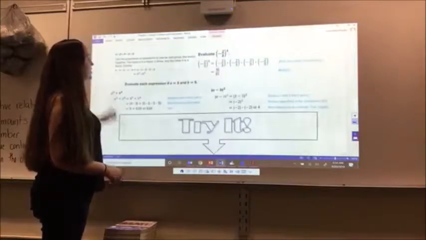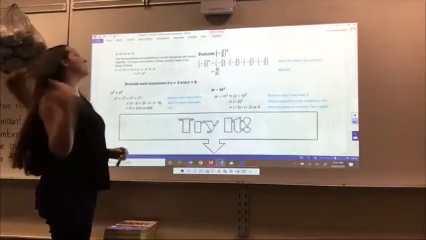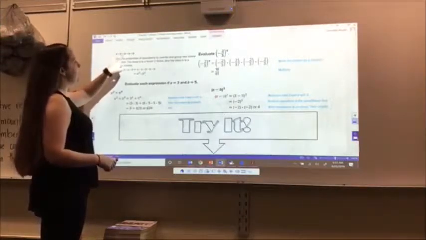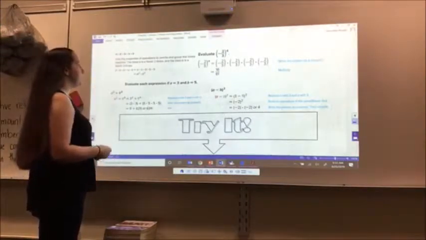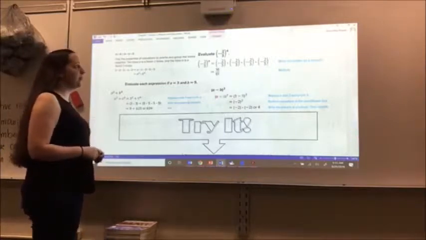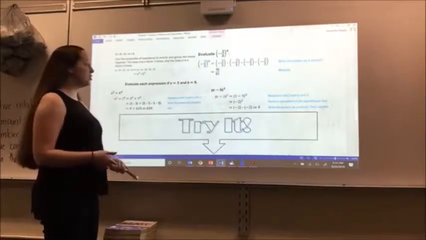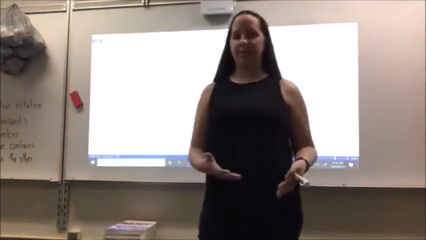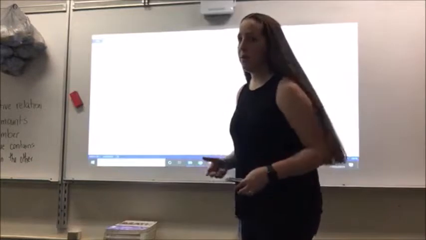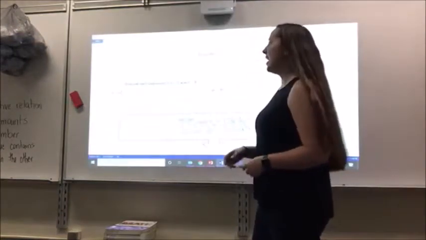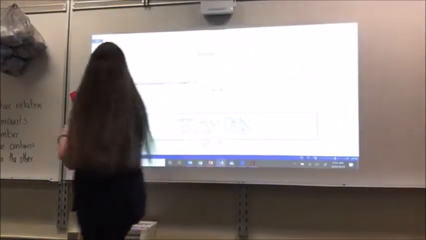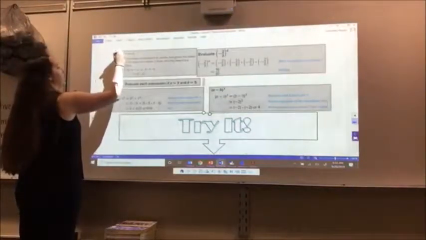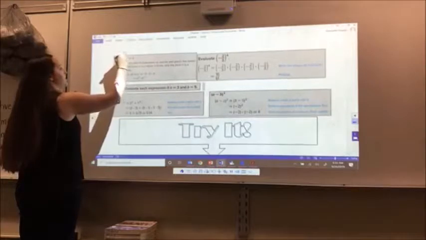All right, so here's a couple of examples. We're going to start here with the top one. I have a times b times b times a times b. So I want to use the properties of operations to rewrite and group like bases together. So I want to figure out which ones are the same and which ones are different. In this example I have two different bases. I have an A and I have B's.